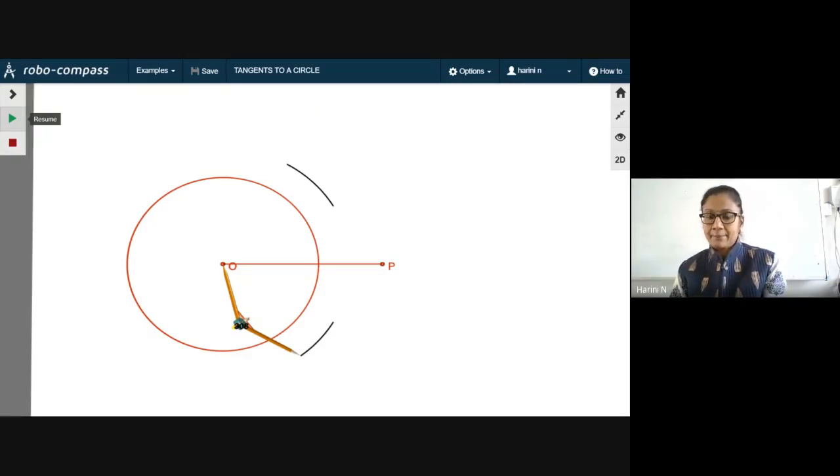What is the next step? What should you do next? Same radius. Yes. Now, with the same radius in your compass, keep the compass at P and cut two arcs, one above and one below. The point of intersection of the two arcs is what you want. All right. So that's the next step I shall be doing.